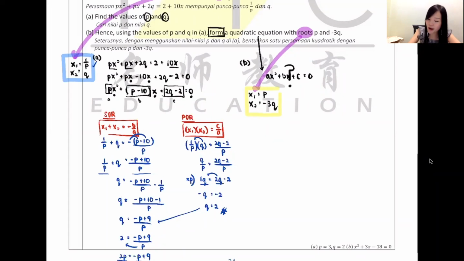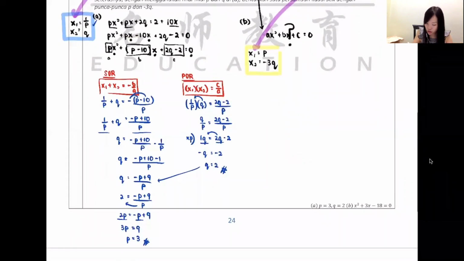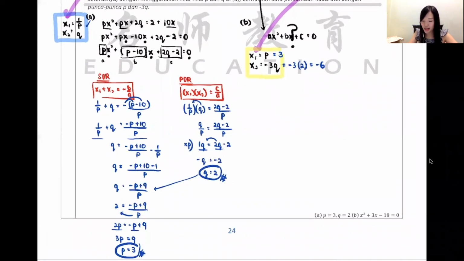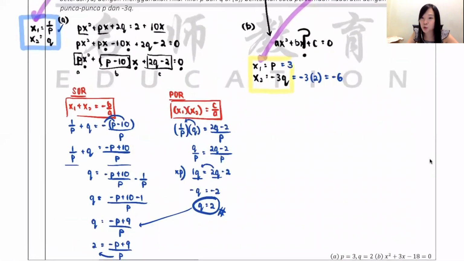Correct? So if their equation is different, how do you form it? Very easy. You know why? Because you already found your P and Q answers. They say, using the values in A, P and Q. So you should use back the previous ones. So your P, you already got 3. So you can straight away tell me the first value is 3. Next one. You know the Q is 2. So you can sub back. So negative 3 times 2, isn't it negative 6? So far okay or not, my dear? Just like that, I got the values of x1 and x2.